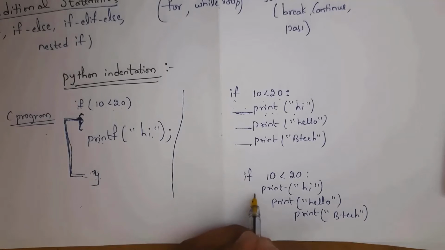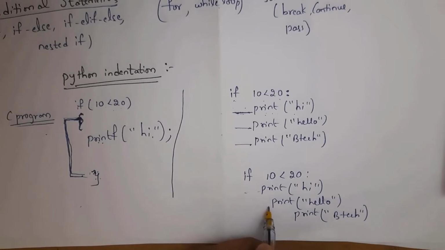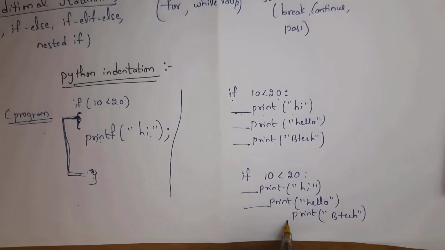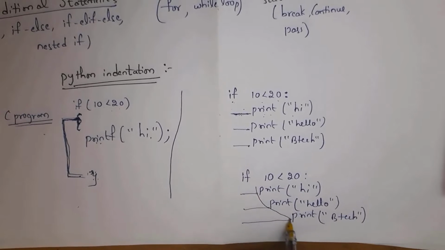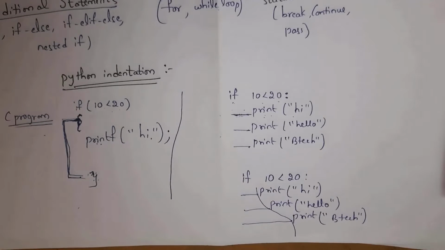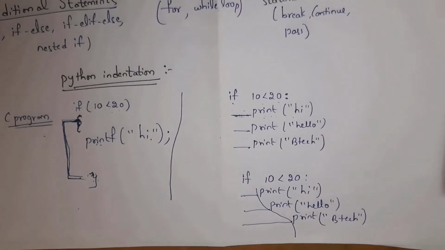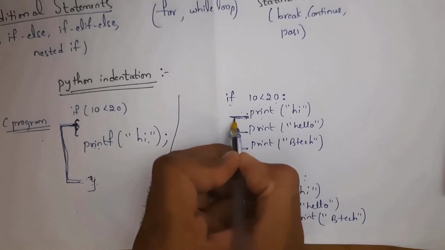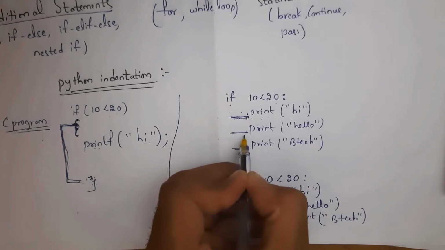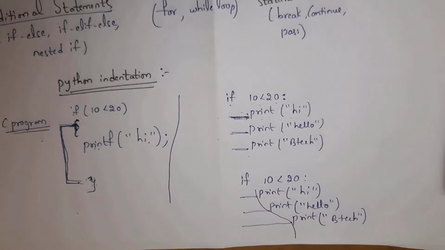In this example, I took some gap for the first print statement, and I took more gap for the second print statement, and even more gap for the third print statement. So this is not consistent, and it will display an error. So for Python indentation, you need to maintain consistency. That means how much space you took for the first statement, that much space you need to take for the rest of the statements. This is the meaning of consistency.